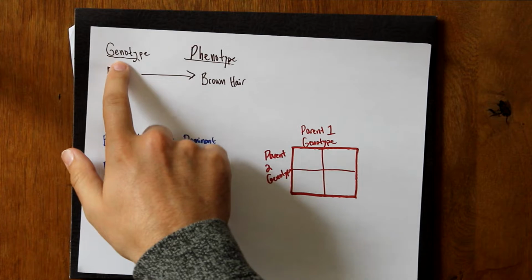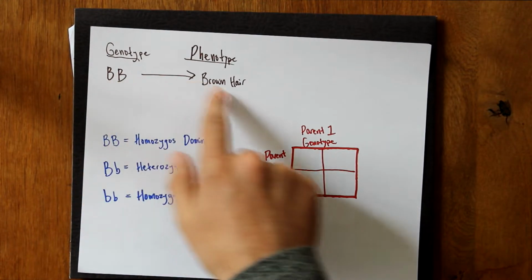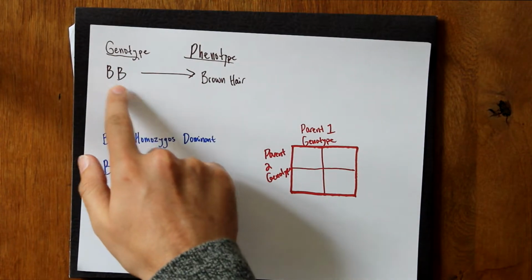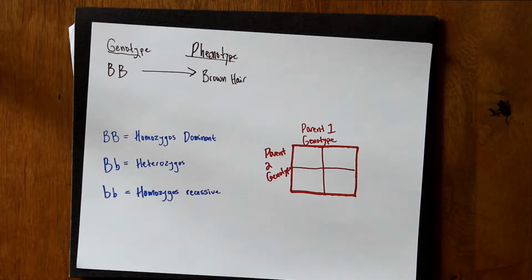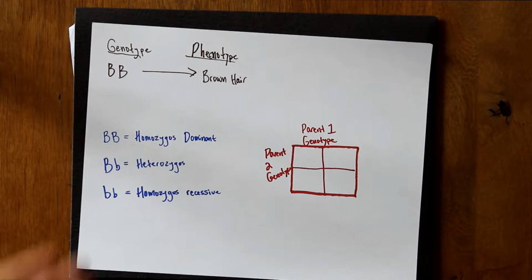So for this case, genotype is big B, which codes for brown hair. So the genotype is big B. The phenotype is brown hair. So that's important to understand. If I ask you for the genotype or the phenotype, you need to know which is which. And then we have terminology for the genotypes.